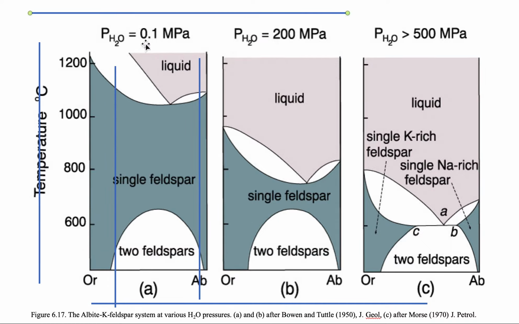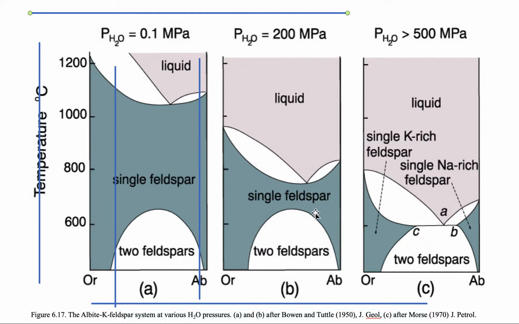This first diagram is for a pressure of 1 atmosphere, except that atmospheric pressure is not being exerted by a mixture of nitrogen and oxygen gas. It's being exerted by water pressure. So it's as if we have the entire system submerged in a water bath, and then that water bath is put under a pressure of 1 atmosphere. What happens if we increase the pressure on that water bath to 200 MPa or 2 kilobars, 2,000 times atmospheric pressure?